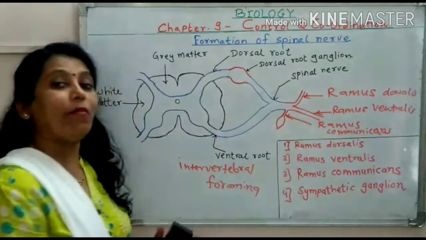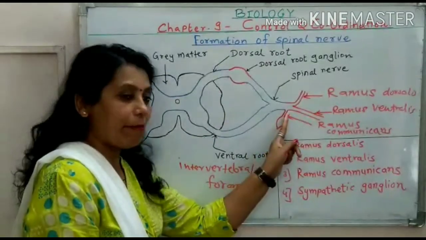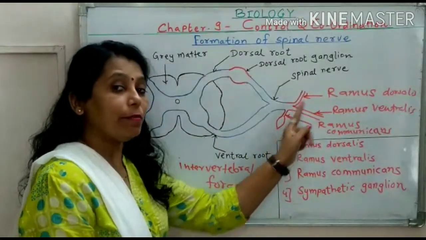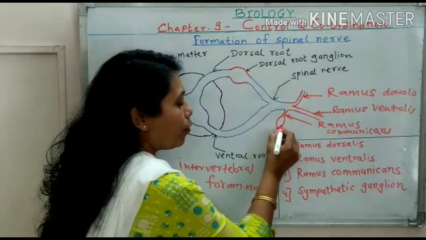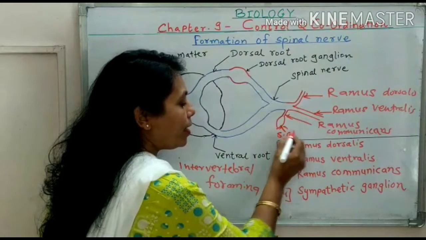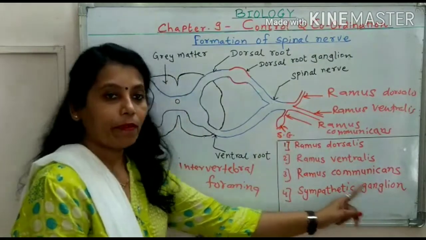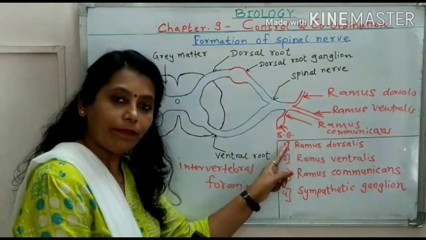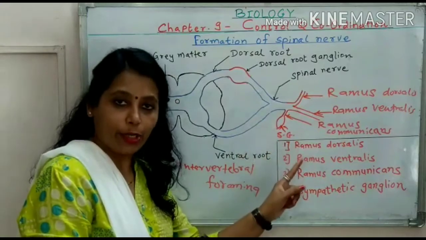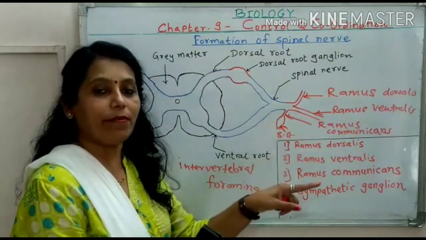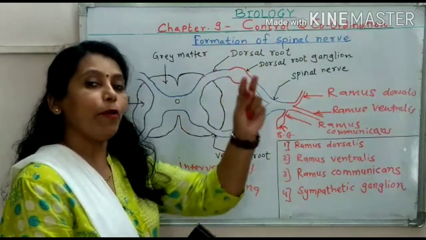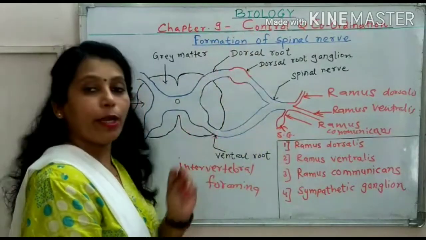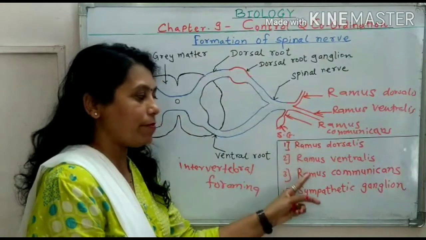Now, what do you mean by communicans? Ramus means branch and communicans means it communicates. It communicates with sympathetic ganglion. Now what is sympathetic ganglion? Sympathetic ganglion or sympathetic nervous system is the part of autonomic nervous system that we are going to study later. But you will have to remember these four names.